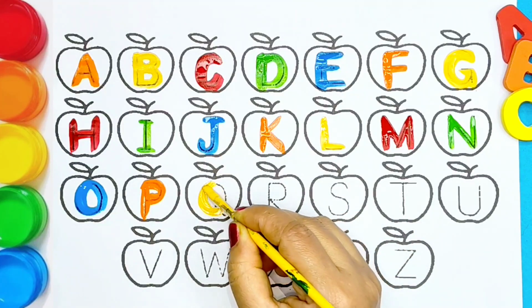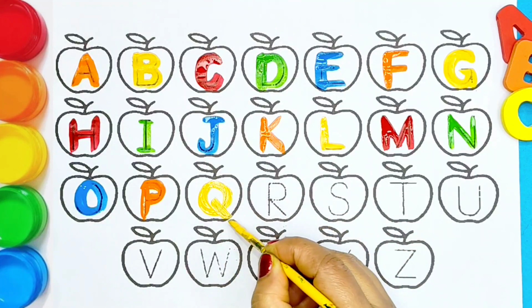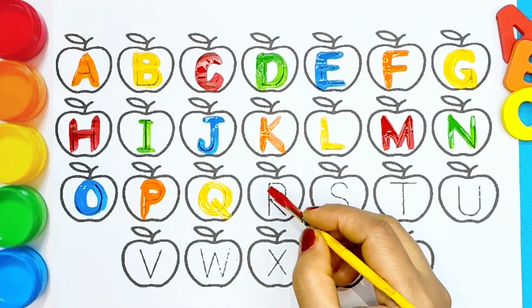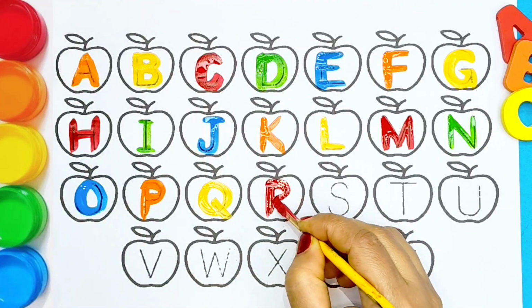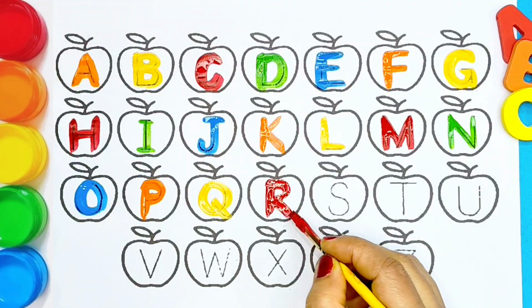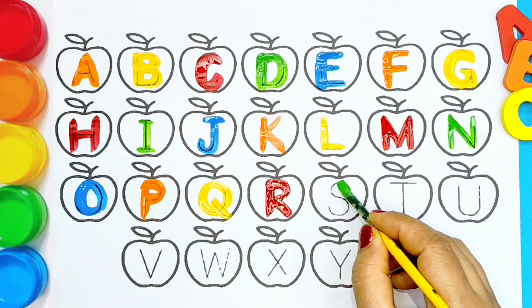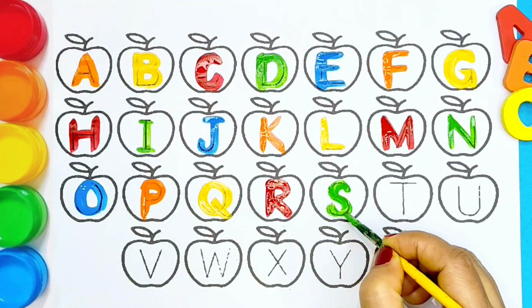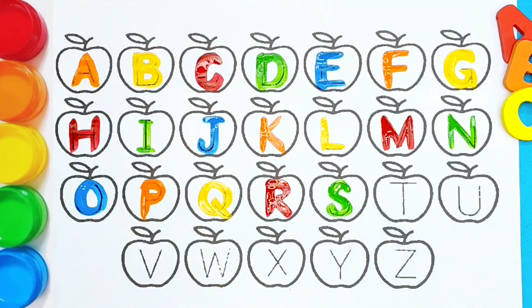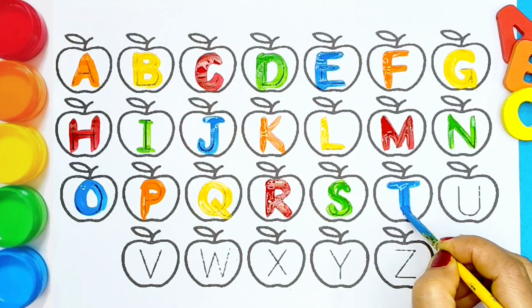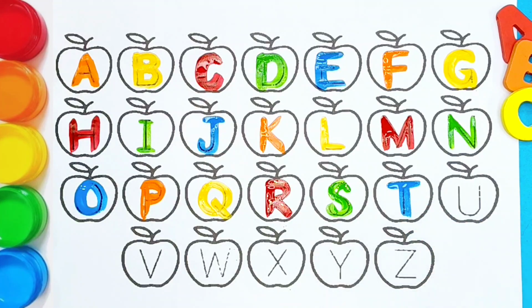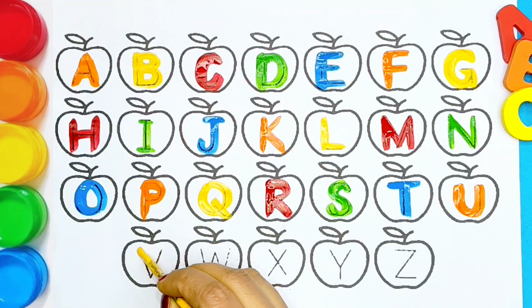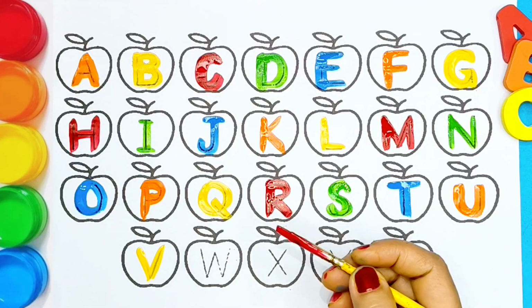Yellow color. Q. Q for quiet. Red color. R. R for rabbit. Light green color. S. S for sun. Sky blue color. T. T for tiger. Orange color. U. U for umbrella. Yellow color. V. V for van.